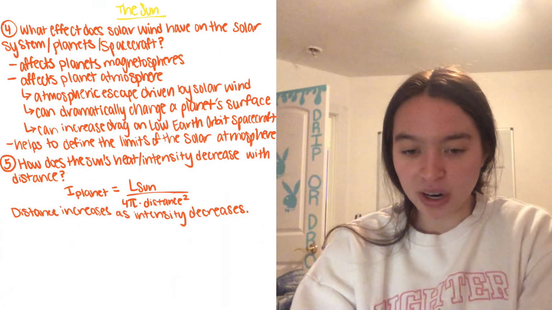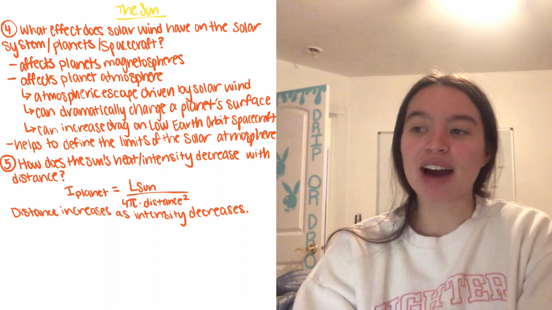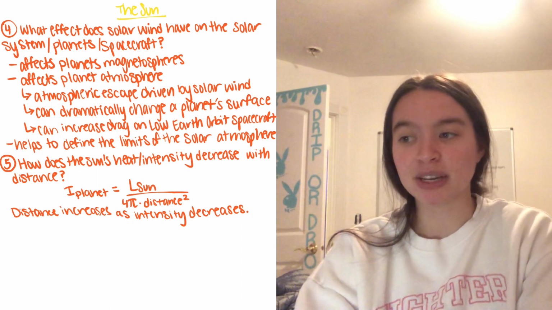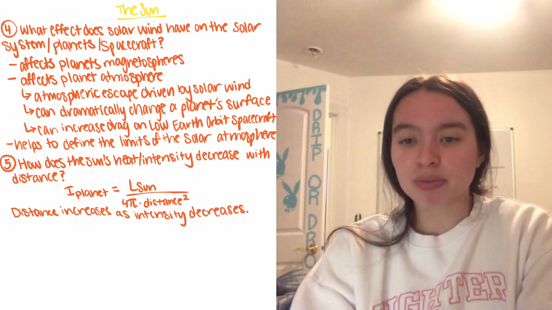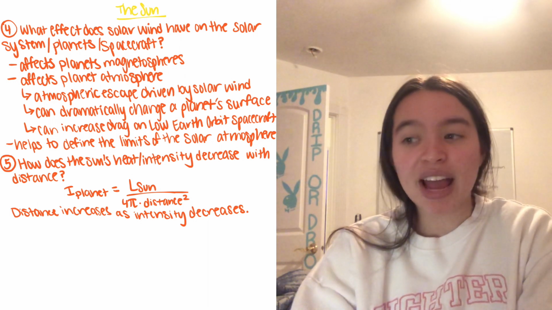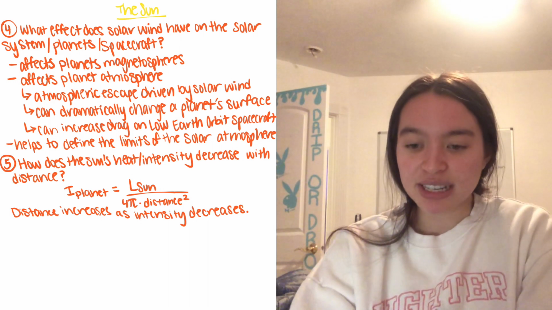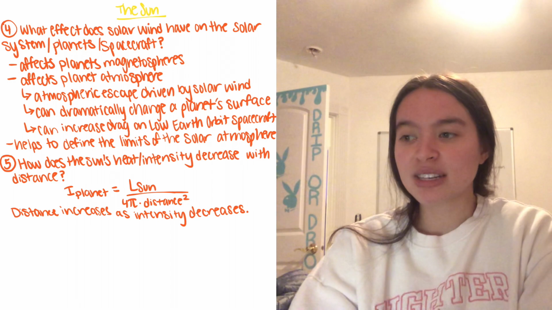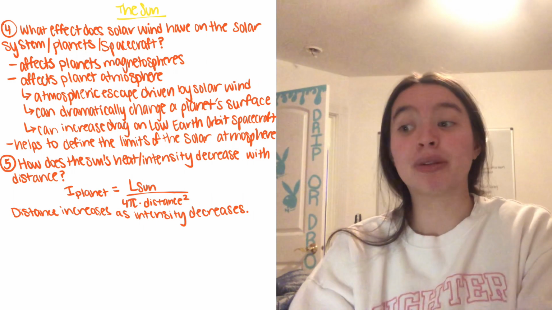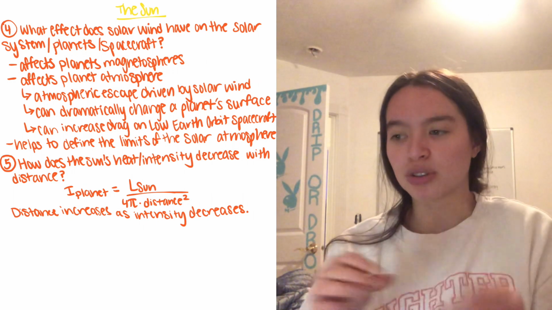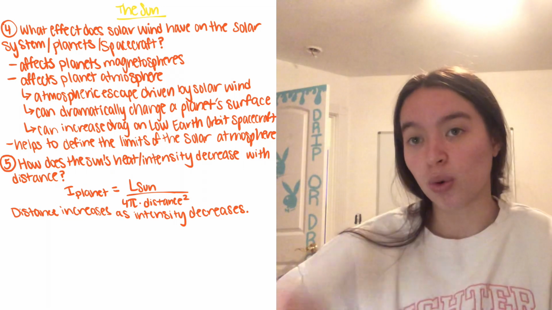Next question, what effect does solar wind have on the solar system, planets, and spacecraft? Solar wind affects planets' magnetospheres and their atmospheres. Atmospheric escape is driven by solar wind. Solar wind can dramatically change a planet's surface. It can also increase drag on low Earth orbit spacecraft.